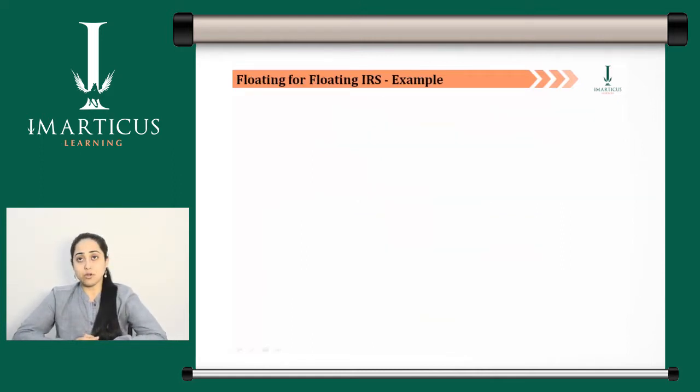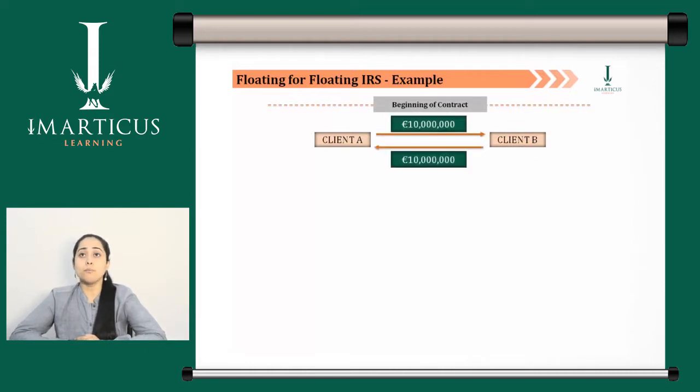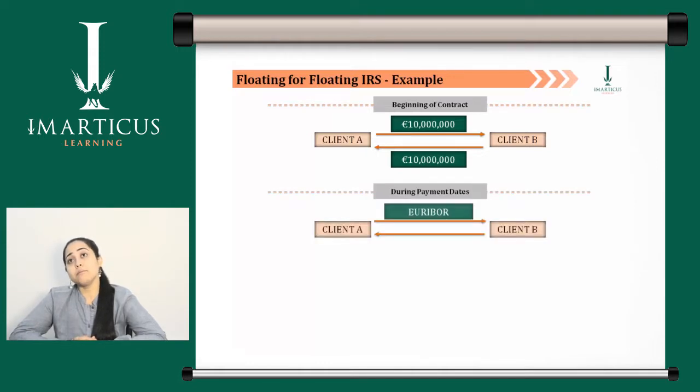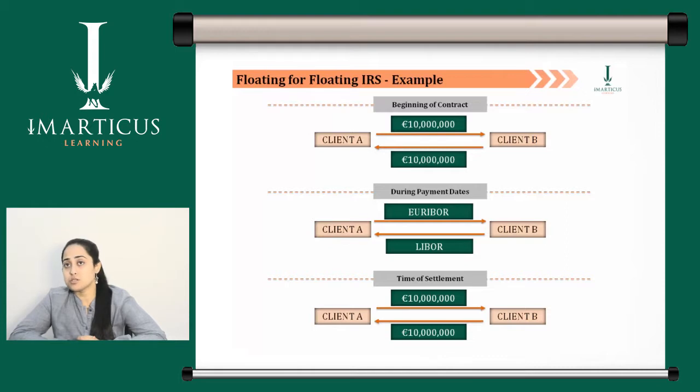Here we have another example of an interest rate swap in a floating for floating scenario. Client A and Client B are entering into an interest rate swap on floating rates of interest, Libor and Euribor, for the notional amount of 10 million euros. Client A agrees to pay Euribor and Client B agrees to pay Libor on a periodic basis. Here both the interest rates are dependent on the floating rates. At the time of settlement, the payment streams will be netted off and the balance amount will be paid by Client A if Euribor is higher than the Libor and vice versa.